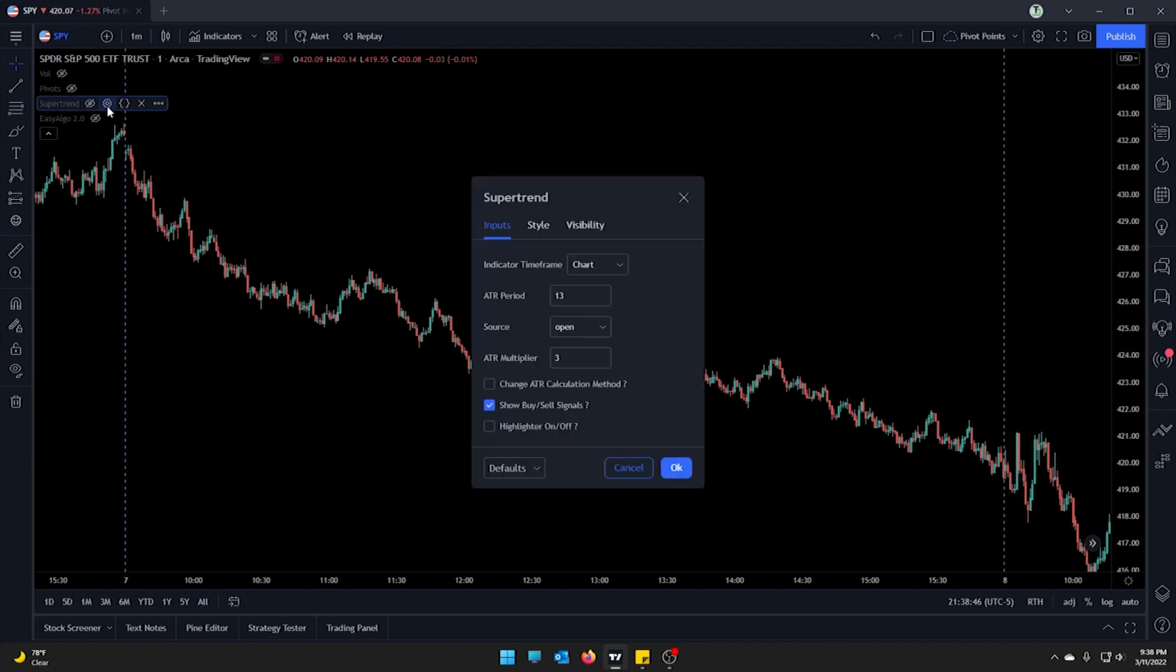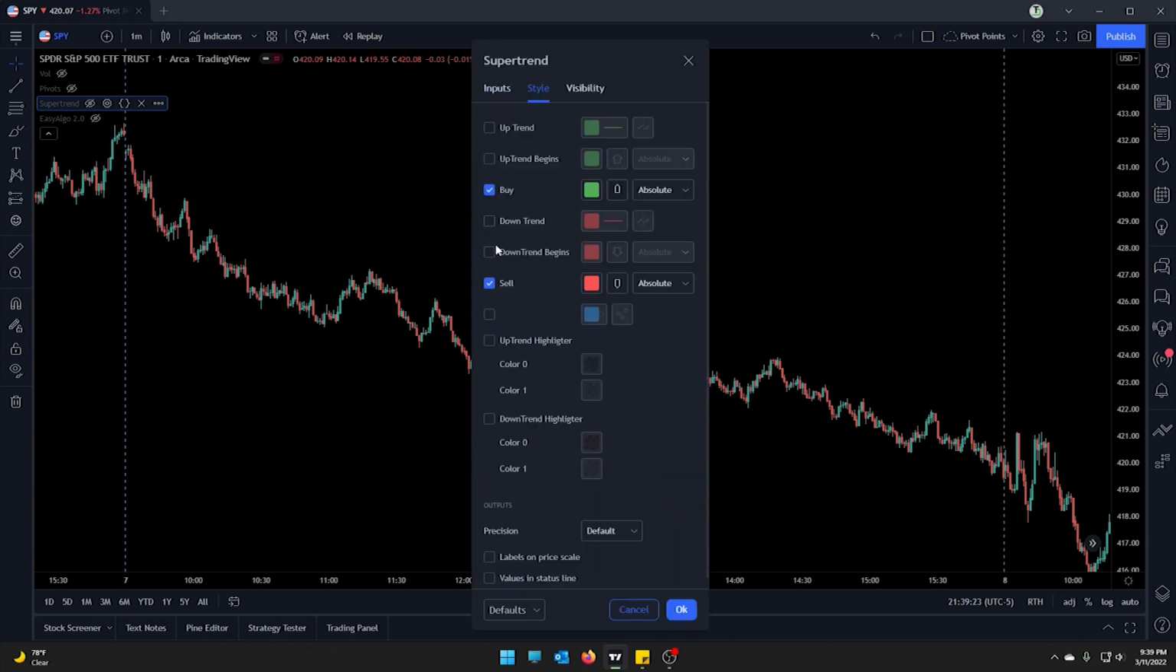Now, I have this toned down to be as simple as possible, so it's very easy to read. And these are the settings that I have found to work best on a day trading chart. Change my active trading range to 13, set the source to open, and I changed the multiplier to 3. I keep this off, show the buy and sell signals I keep on, highlighter on off is unchecked.